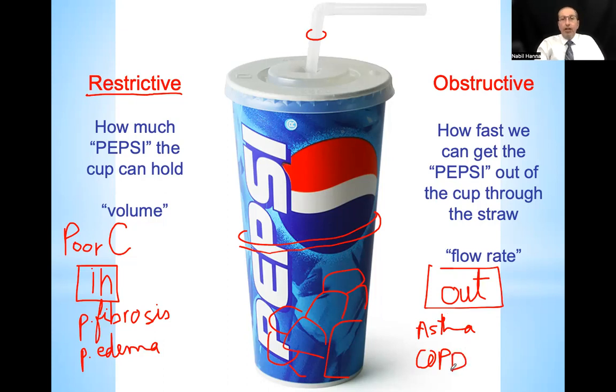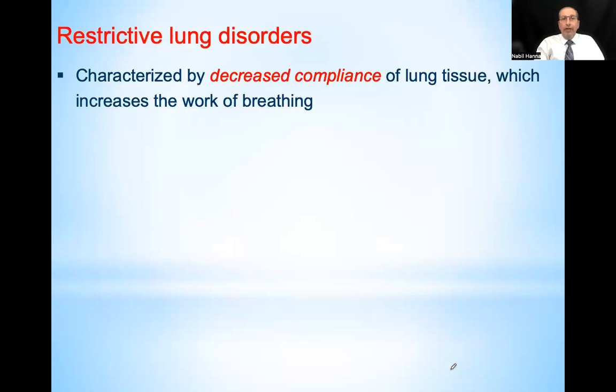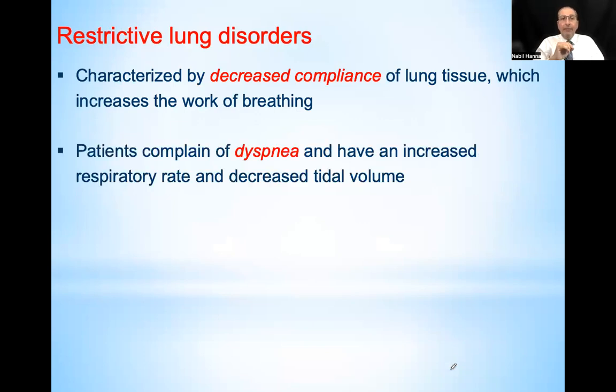Okay, so restrictive lung disorders are characterized by decreased compliance, poor compliance, which means you need to apply more effort and more pressure to get air in. So it's mainly a problem of getting air in. Patients complain of dyspnea. By the way, any lung disease will result in dyspnea. Any lung disease will result in shortness of breath.